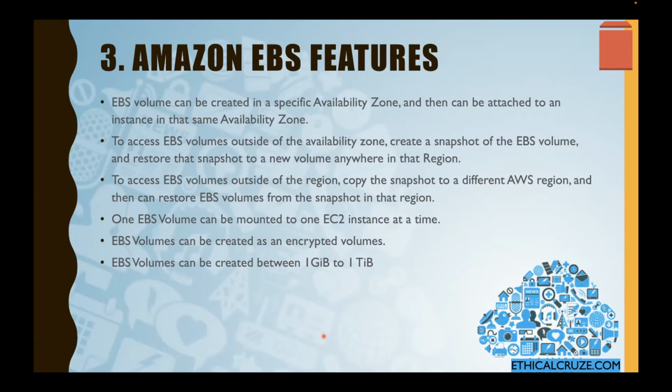Similarly, if you want to access this EBS volume outside a particular region, meaning in a different region, again we will do the same thing. We will take a snapshot of this particular EBS volume, then we will copy the snapshot to a different AWS region, and then from that snapshot present in the different AWS region, we will restore the EBS volume, and that EBS volume will now be present in the different AWS region. Okay, so this is the manner by which we can do that.